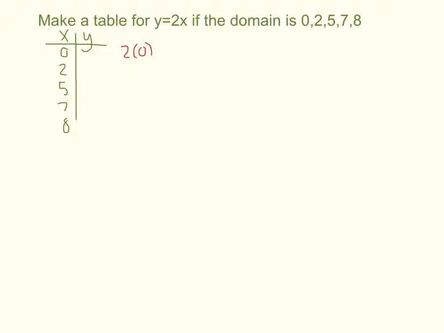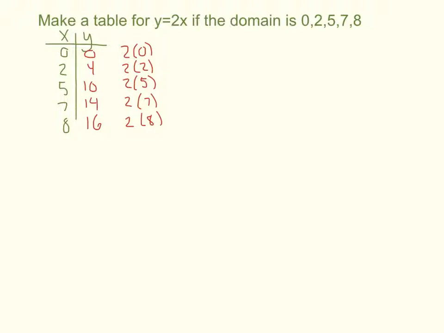So 2 times 0 is 0. 2 times 2 is 4. 2 times 5 is 10. 2 times 7 is 14. 2 times 8 is 16. So now we've completed the table. If they wanted us to identify what the range was, then again, we would go back to those brackets that we did, and we would write 0, 4, 10, 14, and 16.